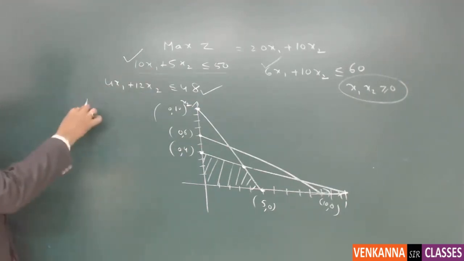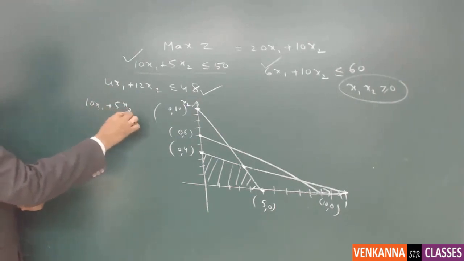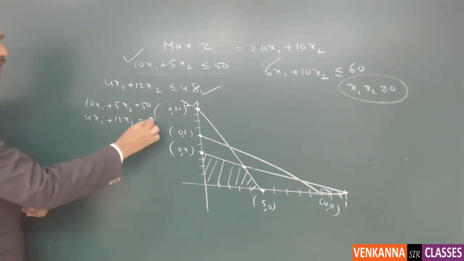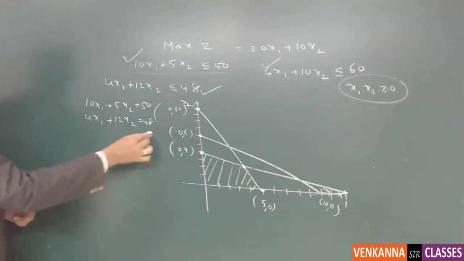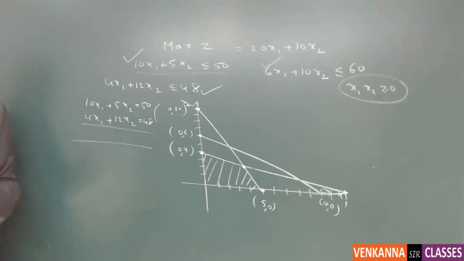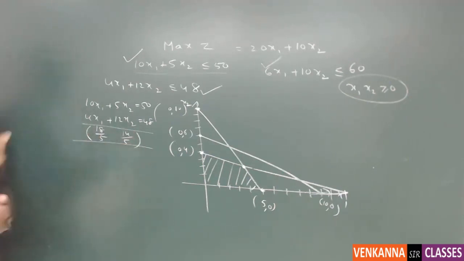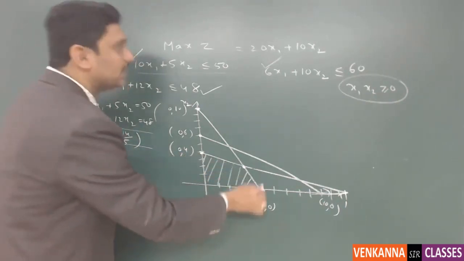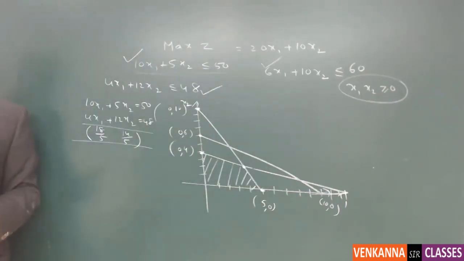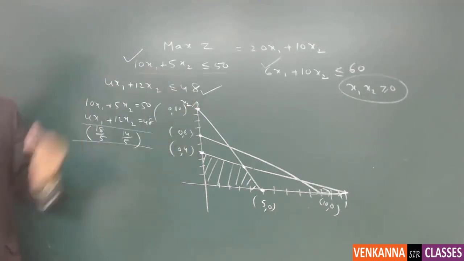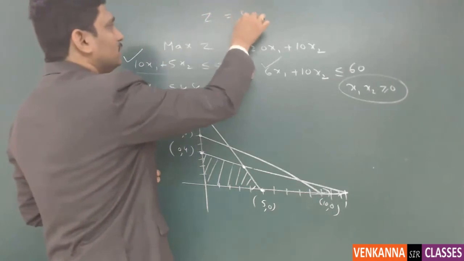So if you solve the equations 10x1 plus 5x2 equal to 50 and 4x1 plus 12x2 equal to 48, this intersection point will come as per your inputs. The point is 18 by 5 and 14 by 5. Now let us substitute these 3 points in the objective function. I want the session to be interactive so that I can understand we are going in a streamlined way. If you substitute the point 0, 4, the z value will be 40. Accepted?